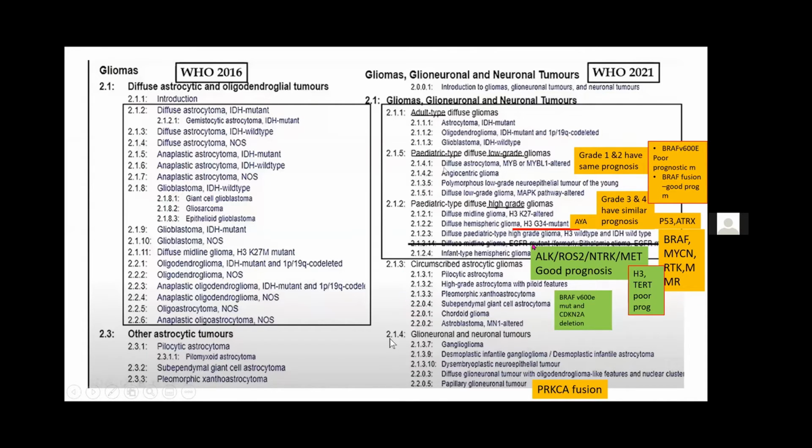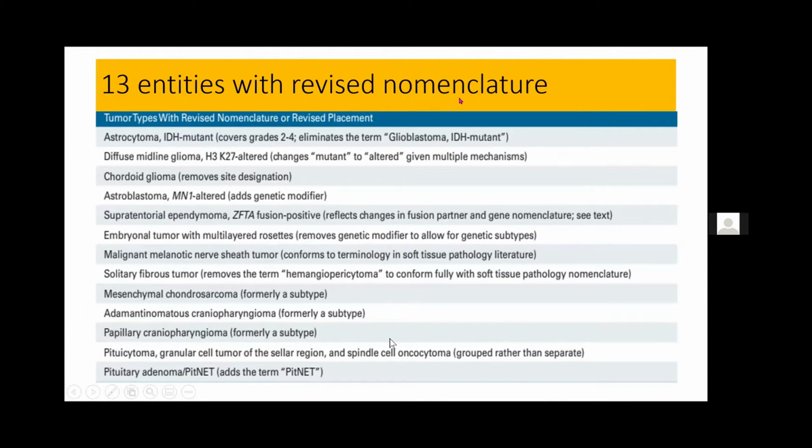All of these have peculiar molecular alterations which are not only diagnostic. Wherever there is a dilemma between two tumors which look alike, we can resort to molecular alterations, but they are also prognostic and predictive of the response to treatment. So this is a broad change that has occurred in the glial and glioneuronal tumors. There are 13 entities whose names have been revised in the new WHO 2021, and these are listed here. I will only talk about the important ones.